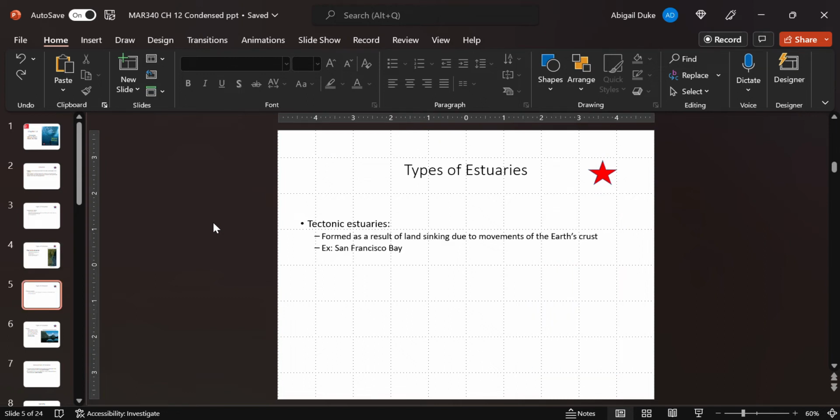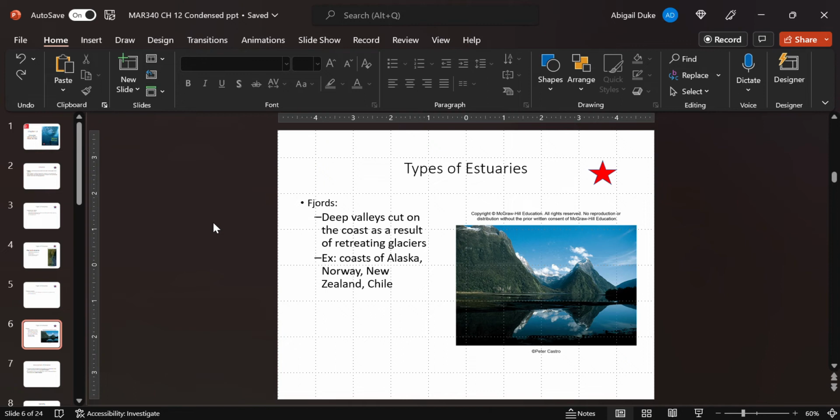The next type of estuary is the tectonic estuary. It is formed as a result of land sinking due to movements of the Earth's crust. Okay, that's cool. That makes sense. Land is sinking, so salt water comes up and mixes with that fresh water, making an estuary.